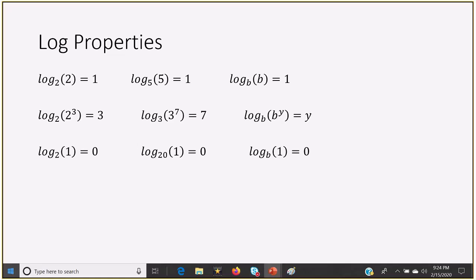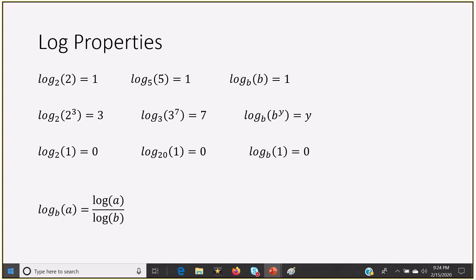But if you can commit these 2 or 3 or 4 to memory, then when you're solving big problems, it'll be easier to see, oh, cool, I don't actually have to solve this. I know log base 20 of 1 is equal to 0, and I'm done. And then this last thing, I think we will cover a little bit more in the next section or maybe the section after that, but it's called the change of base formula.